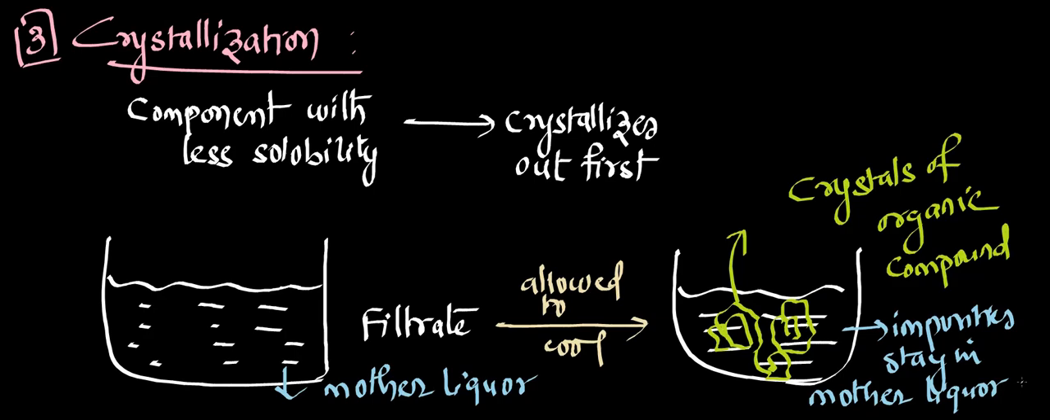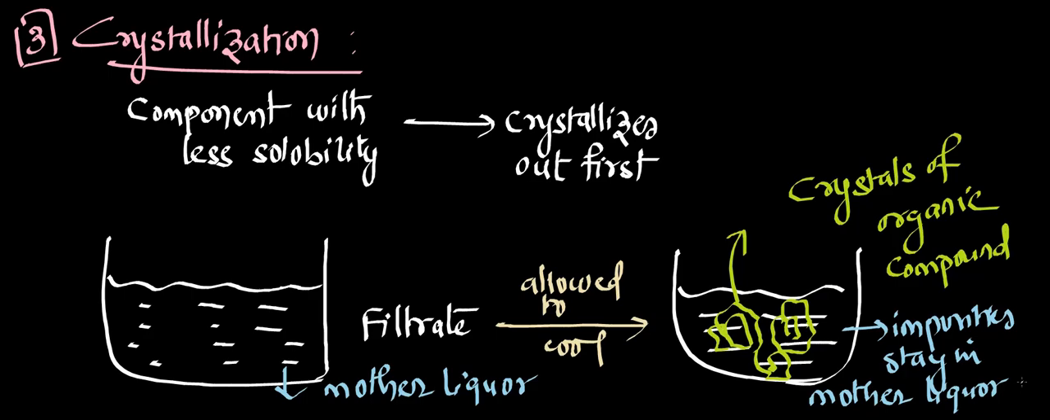What if the impurities have less solubility? Then the impurities will crystallize out first, and we continue the crystallization process further, till we get the crystals of the organic solid. If impurities have less solubility, they come out first. We separate them by the filtration process, and then we continue the crystallization.